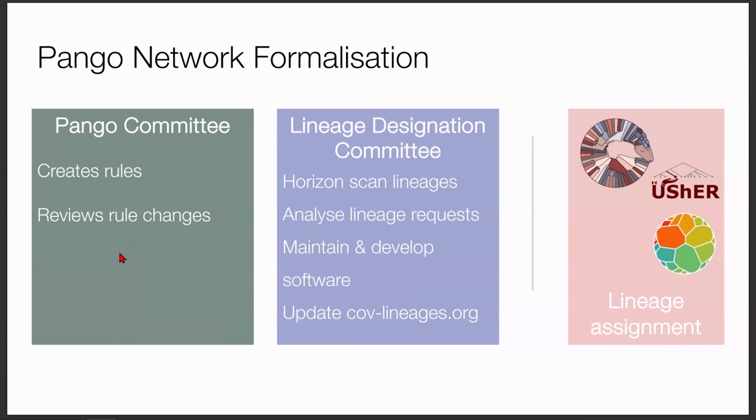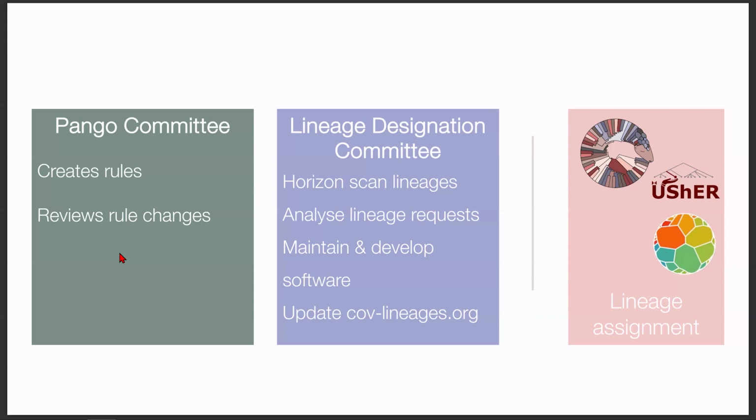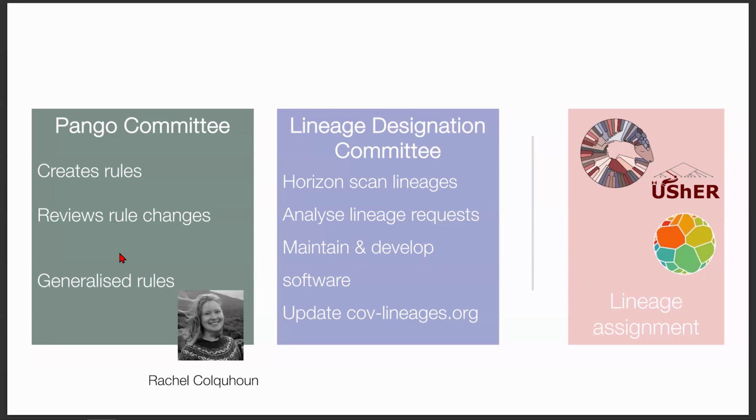To emphasize, what I'm describing is lineage designation, which is a distinct entity from lineage assignment, which comes later downstream. The assignment software, Pangolin, which originally was quite interlinked with the nomenclature system, is just one of a variety of methods that can be used to assign a lineage to a new virus. And for the Pango committee that creates the rules, luckily for them, nothing has majorly changed, so they haven't had a tremendous amount to do over the last 4 years. And Rachel will describe the new generalization of the rules in the next talk.